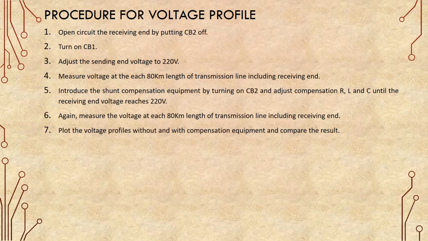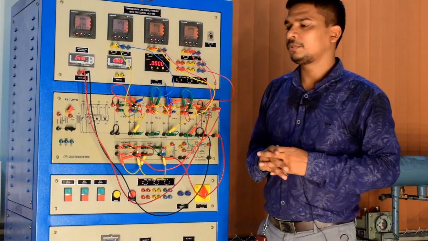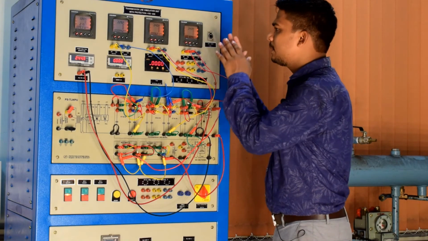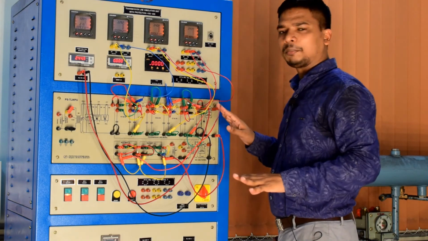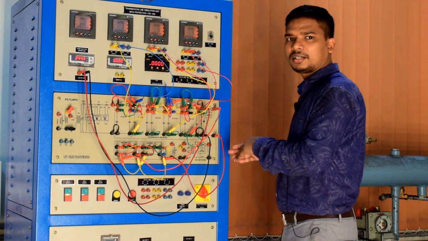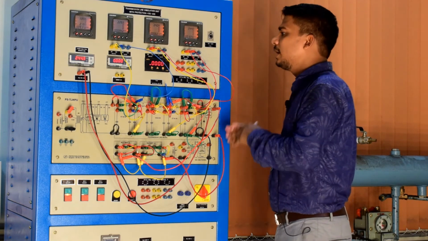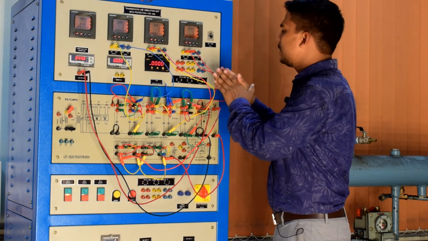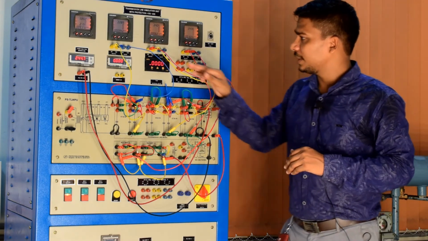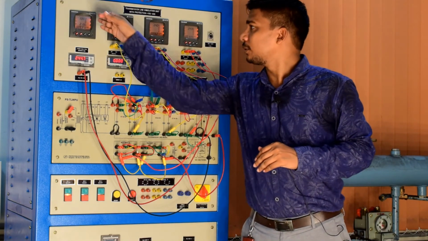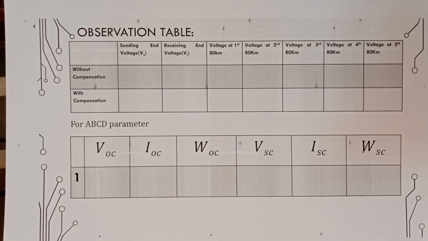So the next step is to measure voltage at each 80 km. We have already applied 220 volt, and right now I will measure at each 80 km. This will be without compensation, which means compensation is not connected and the transmission line is open circuited, and we will be able to measure voltage at each 80 km. The sending end voltage is 220 and the receiving end is 244. So let's take the observation.